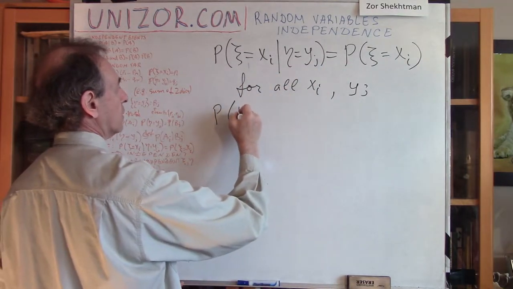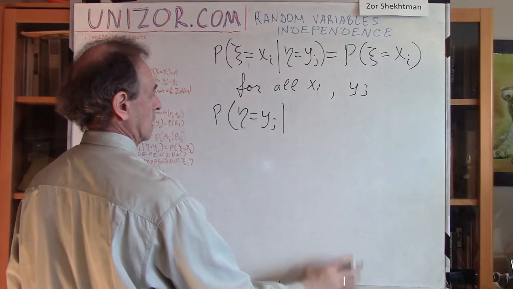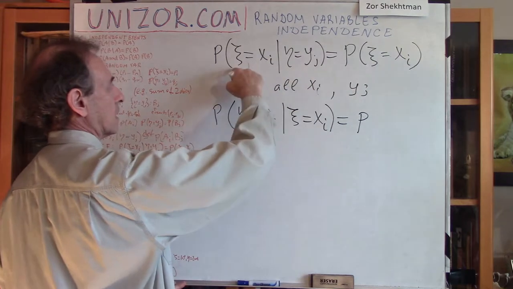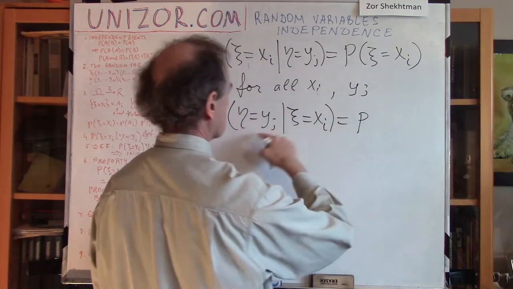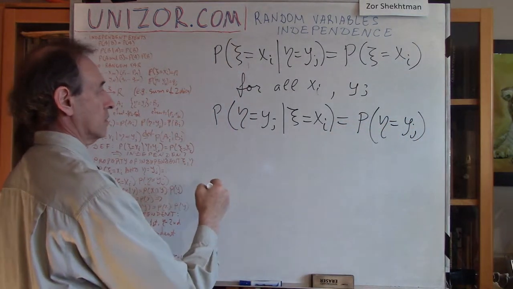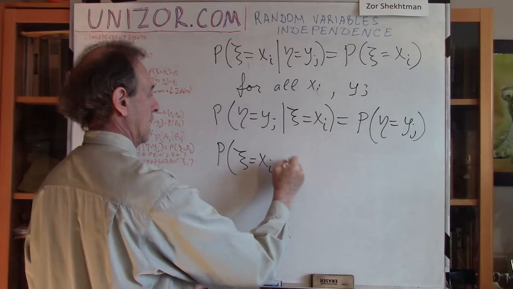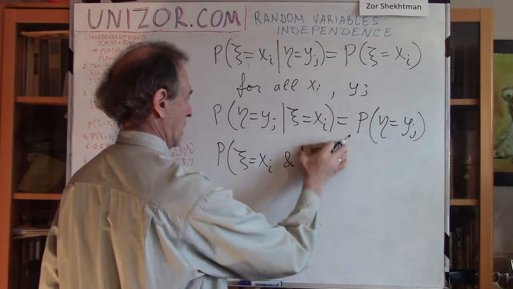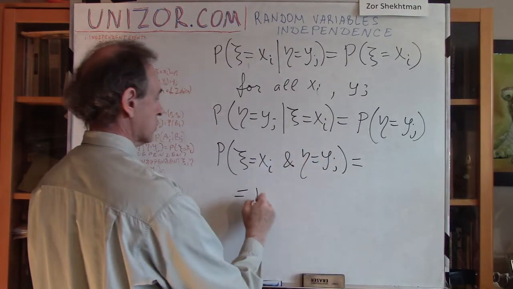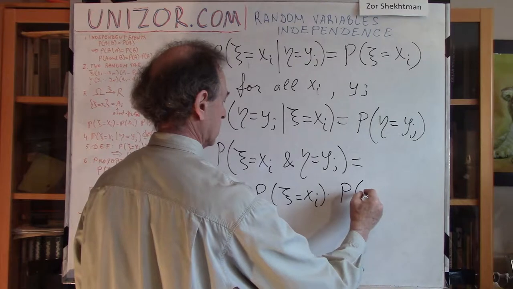And as in the case of elementary events, all these nice properties hold. For instance, if this is true, then the probability of eta taking any value under the condition of xi taking any value is also unconditional. So if xi is independent of eta, then eta is independent of xi. And also the probability of xi equals xi and eta equals yj is equal to the product of their corresponding probabilities.